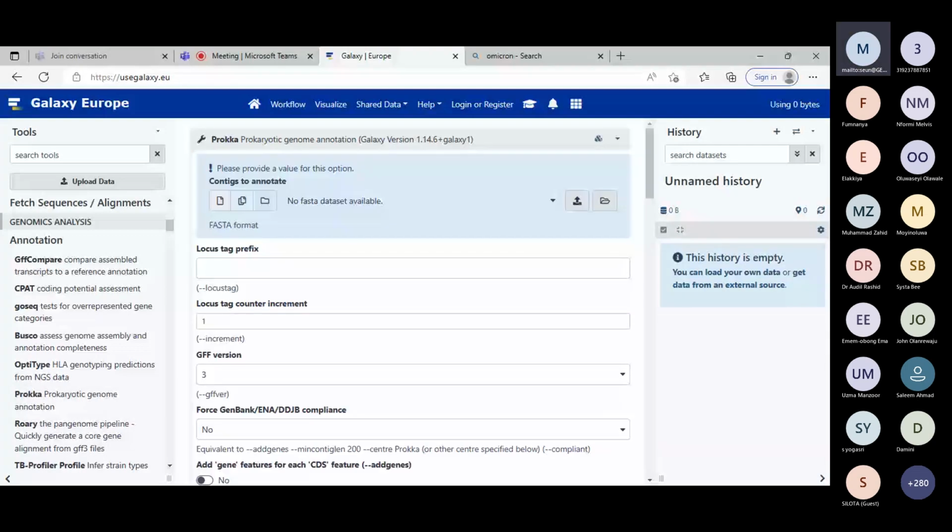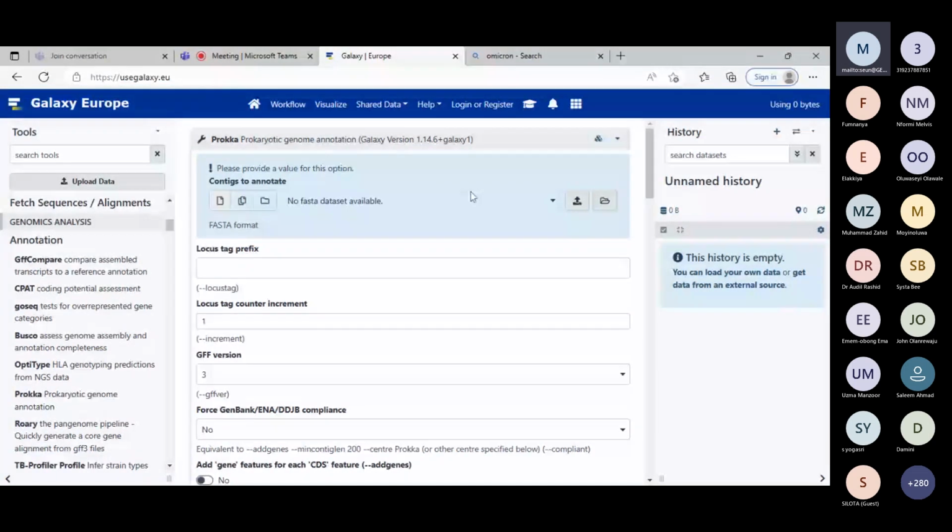So you can do different kinds of bioinformatics analysis. With usegalaxy.eu, the one I'm telling you right now is PROCA. So I just click this prokaryotic genome annotation, and with it, you can do quite a number of different annotations on different kinds of bacterial genomes.